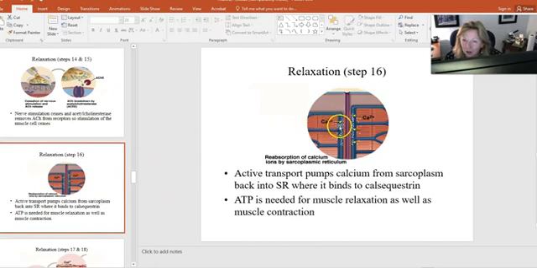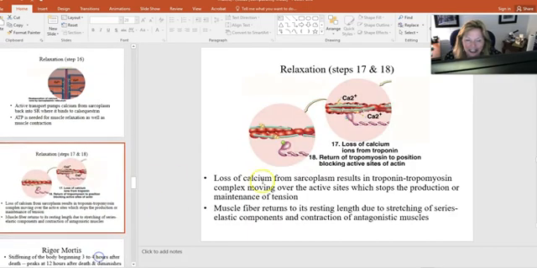Calcium is going to go back to be stored for the next time you need the muscle to contract. It's going to be stored back into the endoplasmic reticulum for the next muscle contraction. It takes all of those steps for the relaxation.